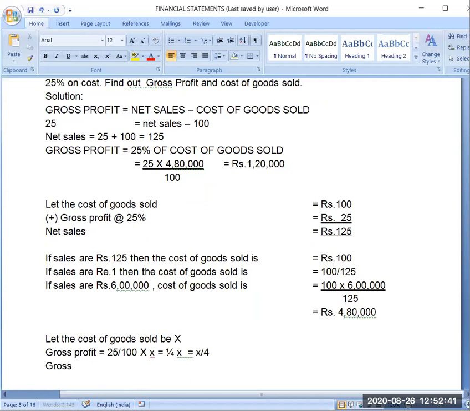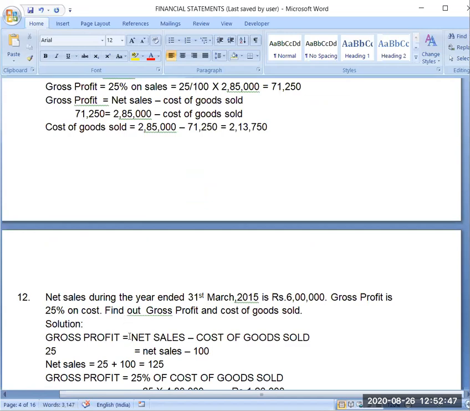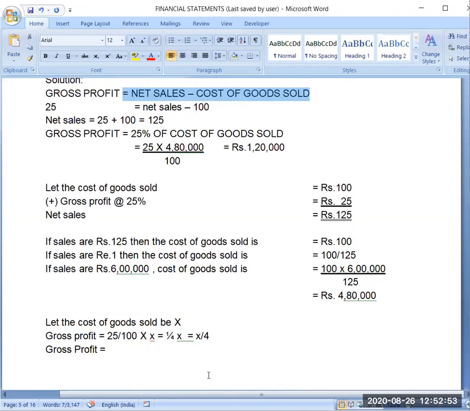Gross profit is equal to net sales minus cost of goods sold. The more you speak the formula, it will be easily learned without any effort. Now I can put these variables: x upon 4 is equal to net sales, 6 lakh given in the question, minus cost of goods sold. Cost of goods sold is x. So this will become an equation in a single variable and I can solve it.